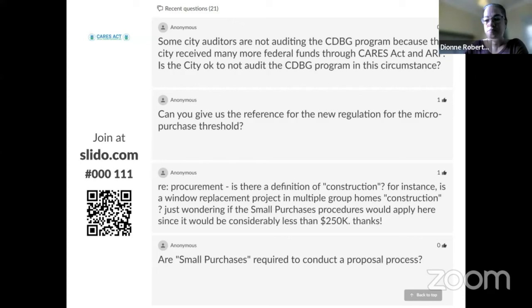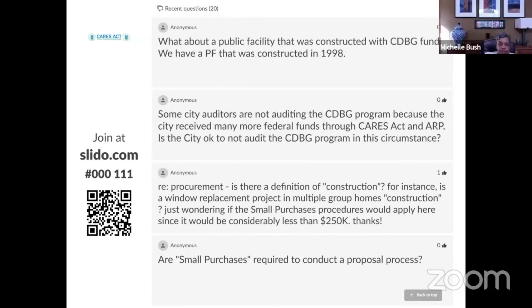Okay, great. Procurement, is there a definition of construction? For instance, is a window replacement project in multiple group homes construction? Just wondering if the small purchases procedures would apply here, since it would be considerably less than the 250,000. The CDBG regulations don't have, I don't believe, a specific definition of construction, but the window issue would certainly be part of the construction, and that process would apply.